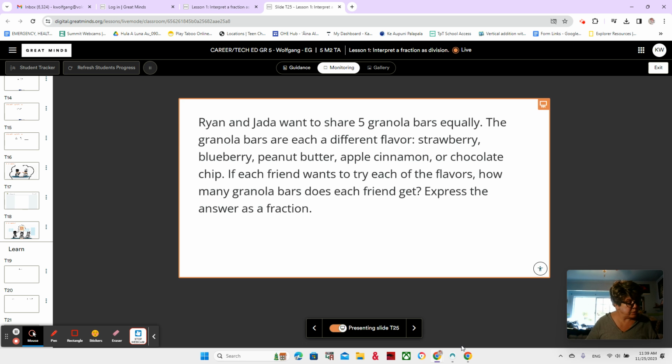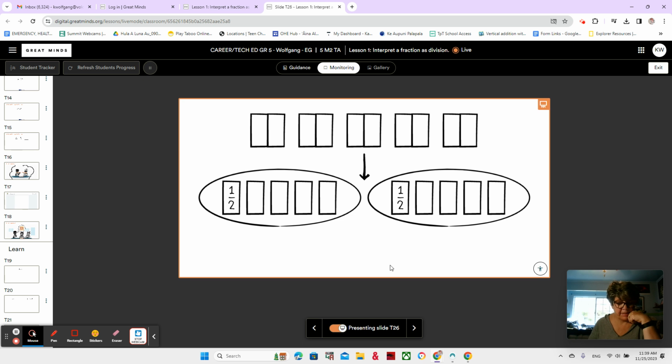Okay, so let's think about what we can draw to help us with this problem. How about something like this? All right, what do you notice about how this student modeled equal sharing? We had 1, 2, 3, 4, 5 granola bars, right?